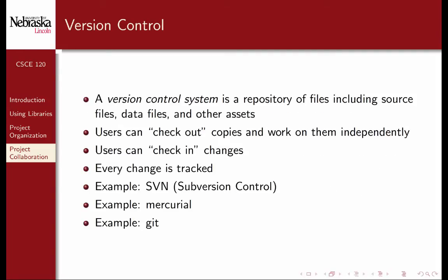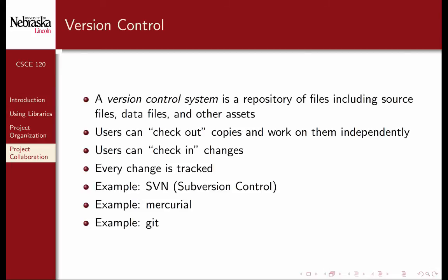A version control system is a repository of files, including source files, data files, and other assets that you may want to check in. Users can check out copies and work independently on them. Once they've made changes, they can check those changes in. Every change is tracked. SVN, or Subversion, is such a system that allows you to do this. SVN, however, is centralized. The repository of code and assets is stored on one server. Everybody has an independent copy of it, but the history of the project is stored on that one repository.